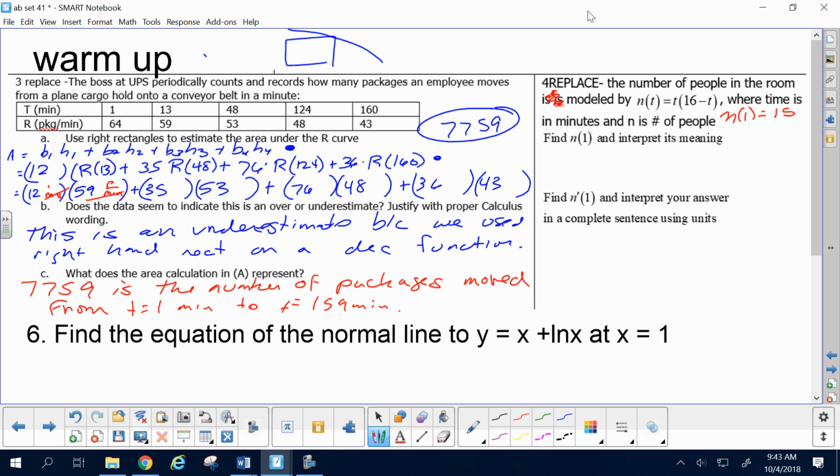Any Algebra 1 kid could work out the function notation. The interpretation, not so much. What does it represent? N of 1 equals 15 means at time equal 1 minute, what does n represent? Number of people in the room. So at time equal 1 minute, there are 15 people in the room.